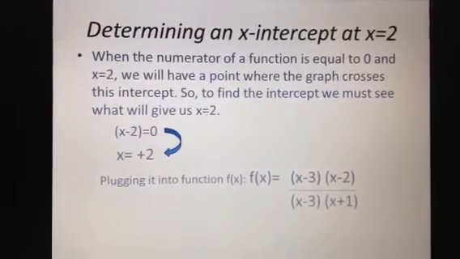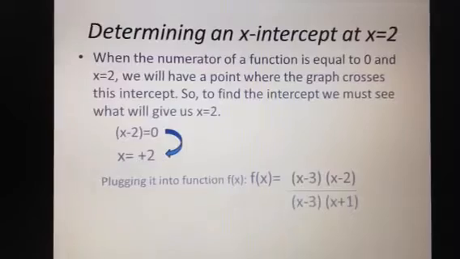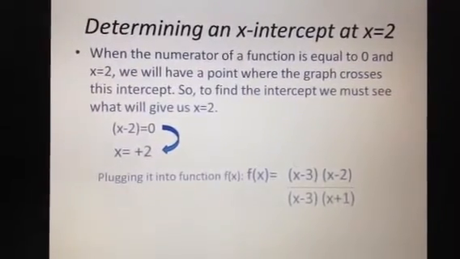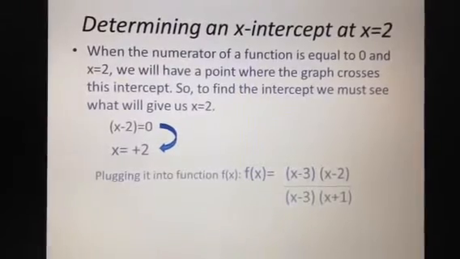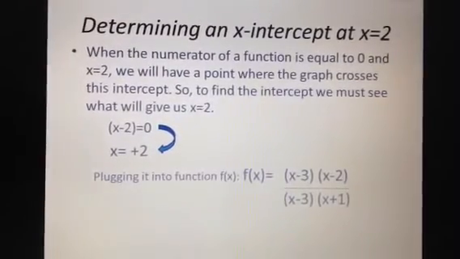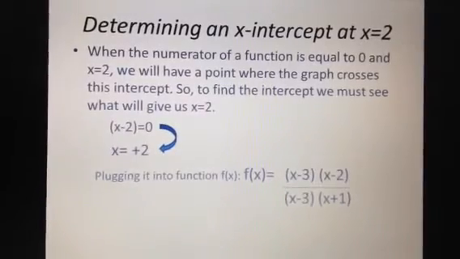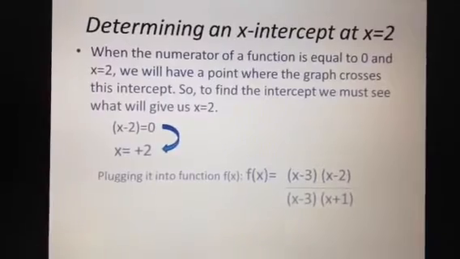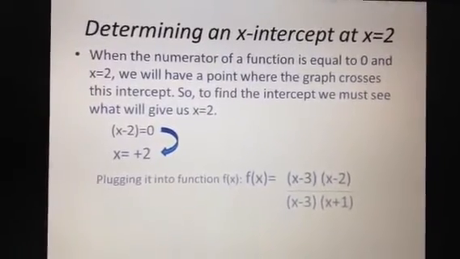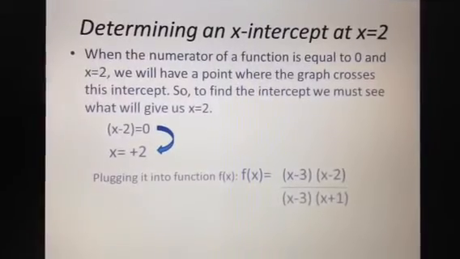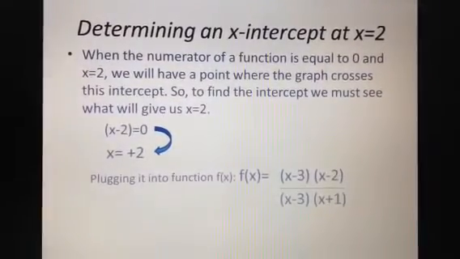Determining an x-intercept at x equals 2. When the numerator of a function is equal to 0 at x equals 2, we will have a point where the graph crosses this intercept. So to find the intercept, we must see what will give us x equals 2. X minus 2 equals 0, so x equals 2. Plugging this into the function f of x will look like this. F of x equals (x minus 3)(x minus 2) all over (x minus 3)(x plus 1).